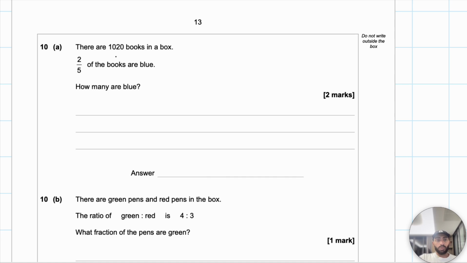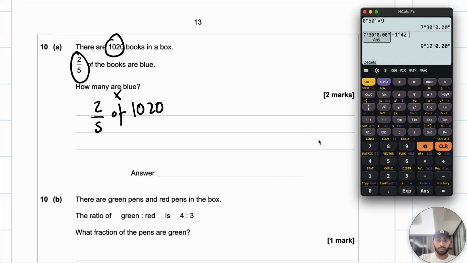Question 10a. There are 1020 books in a box. 2/5 of the books are blue. How many are blue? So we are trying to find 2/5 of 1020. One way you could do this is do 1020 divided by 5 times by 2, or you could just think of this as a multiply. So we're doing 2/5 multiplied by 1020, which gives me 408.